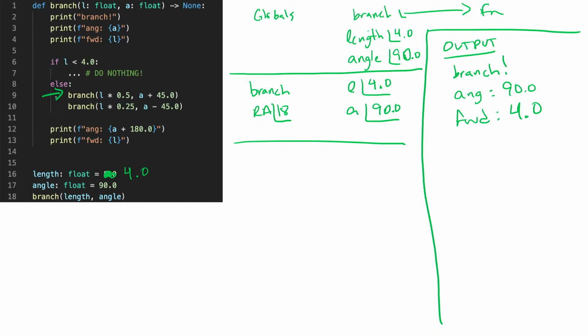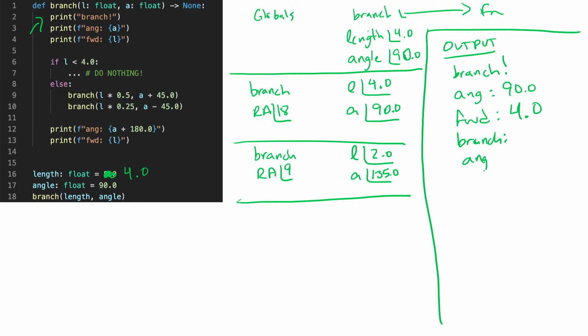And oh no, we see 2 recursive function calls. The good news is we only need to process these one at a time and just keep following our rules. So this first one is going to set up a new frame for branch. And L is going to be 2.0. A is going to be 135.0, right? And our return address here is line 9, right? And this will be important in this one. So we're going to come back to line 9 once we're done with this. So we set up this frame. We jump to the top. We print branch again.